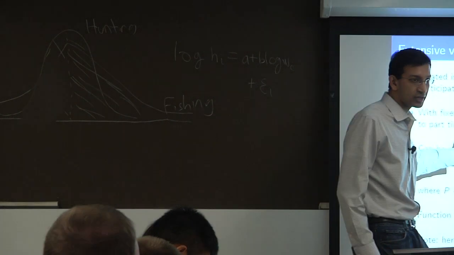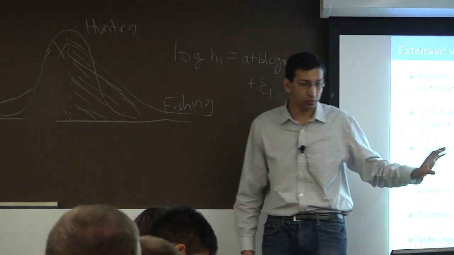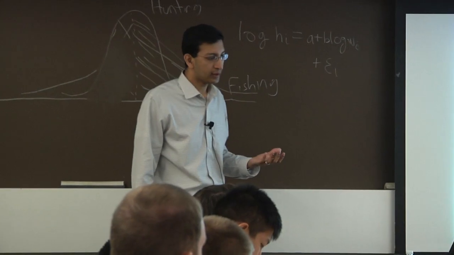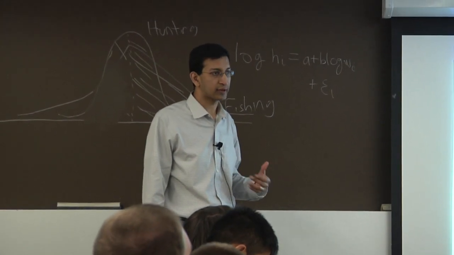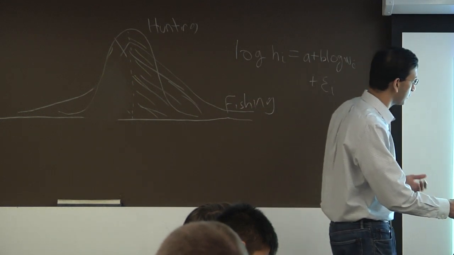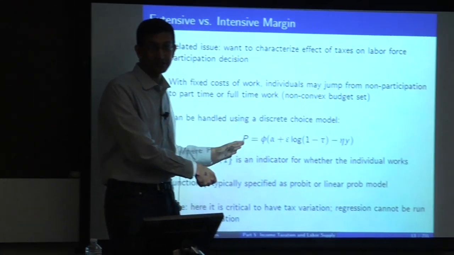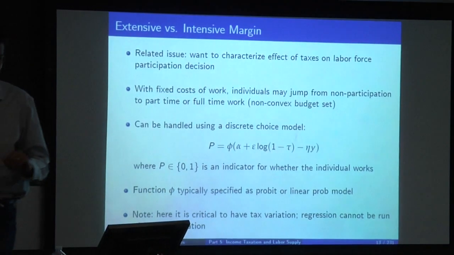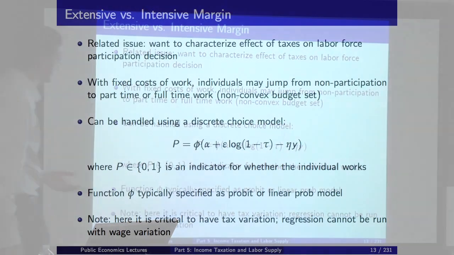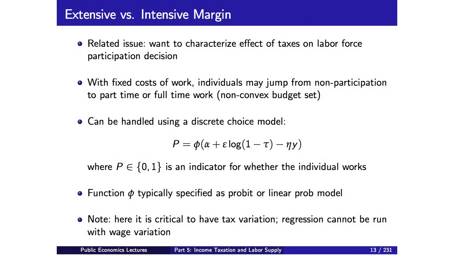But the extensive margin is actually, in a sense, easier to get at, because all you do is regress the probability of whether you're working or not, like an indicator for work, on the wage rate, or use tax instruments, include unearned income. So the usual stuff on the right side, but the left-hand side variable is a discrete 0-1 variable. And then you can have various types of functional forms. Commonly people will either use a linear probability model, so phi here would just be the identity function, or a probit, where phi would be the normal CDF, right? So that you don't get probabilities going below 0 or above 1. But the logic is basically the same.